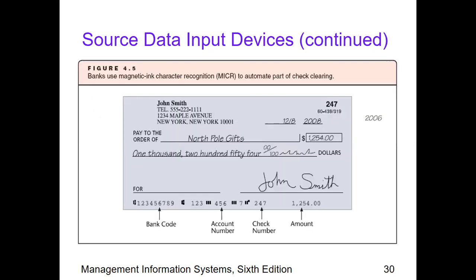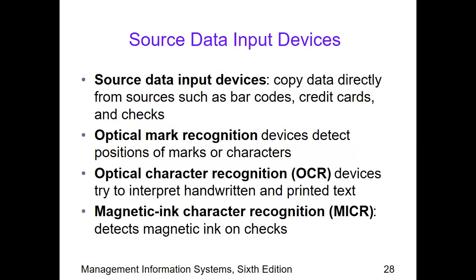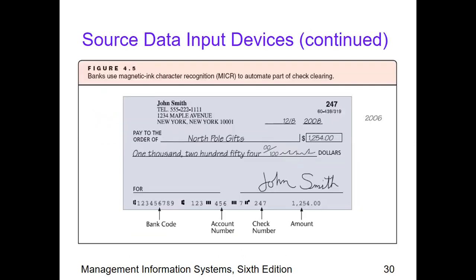Then here is an example of our checks. If we are going to use MICR, the magnetic ink character recognition, to automate part of check clearing, we can just make use of the information from here. As said, it detects magnetic ink on checks. So this would simplify the operations of the business.